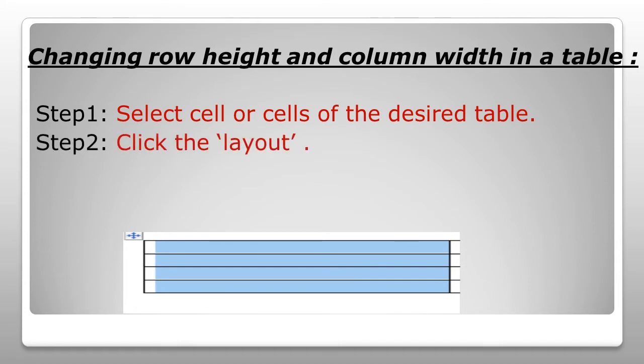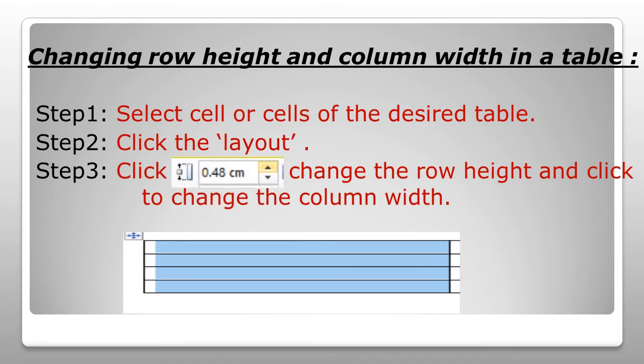Step 2. Click the layout button, which will be present in the table tool option. Then it will display the default row height and column width in the cell size area. Step 3. Click the upward and downward arrow marks to change the row height, and the right and left arrow marks to change the column width. Based on your value entry, it will change accordingly.